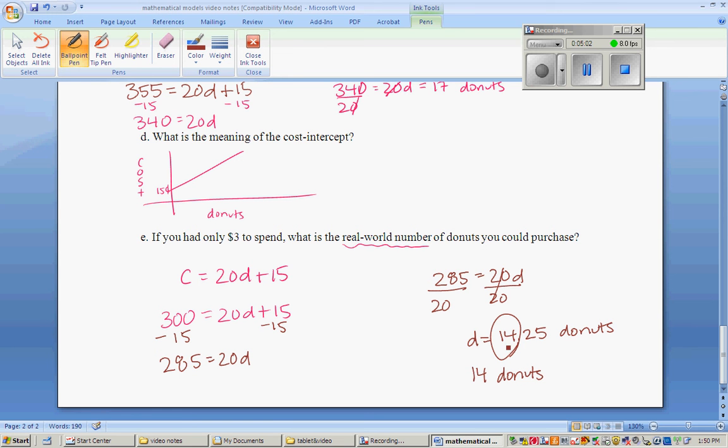So even if this had been 14.98, you don't have enough to make the full 15, so you would always round it down. And that's how we do the donuts.